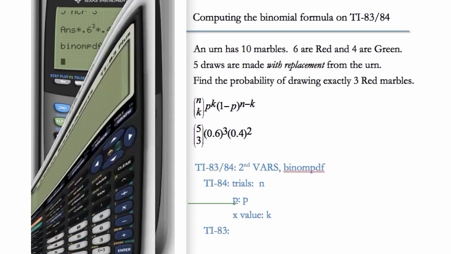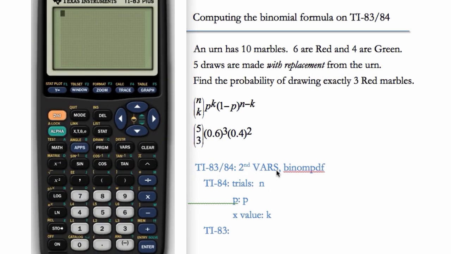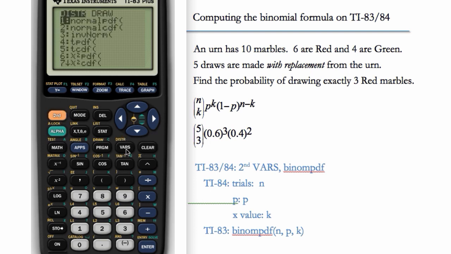On the TI-83, we start with the same steps. We go to second, vars, binomPDF, but then we have to enter the parameters n, p, k manually. So we'll go to second, vars, down to binomPDF, and we're going to enter 5, 0.6, 3. That's n, p, k. And we get the same answer.